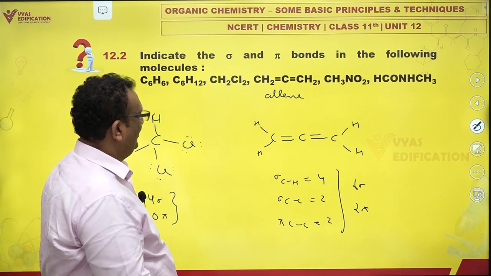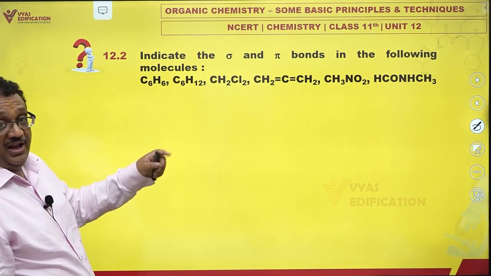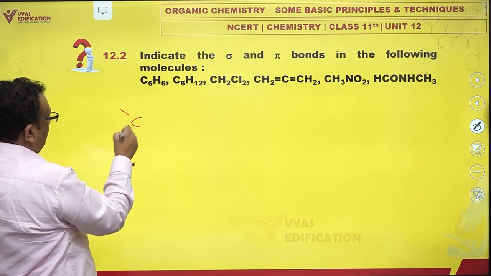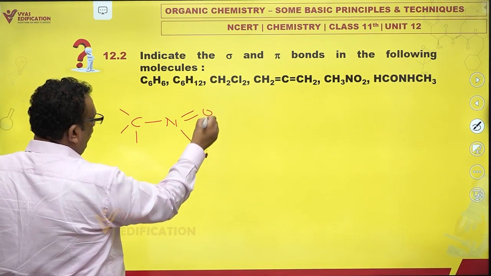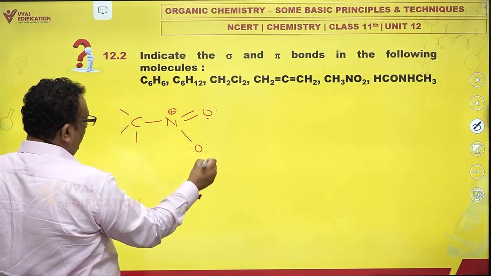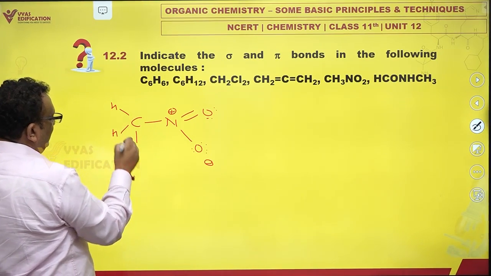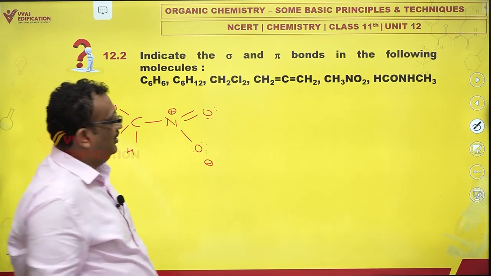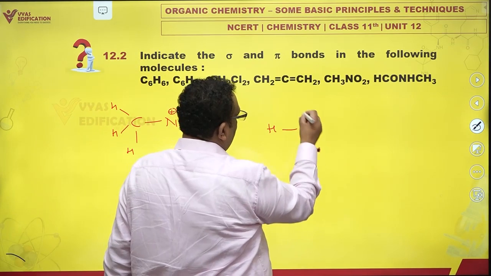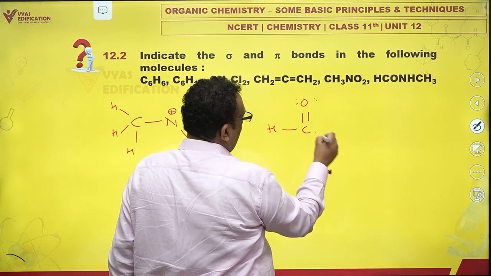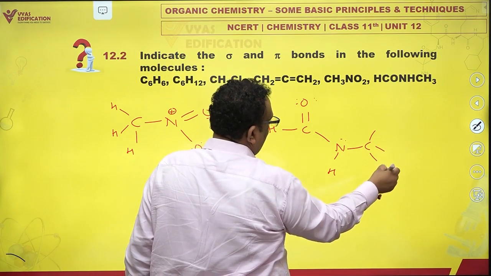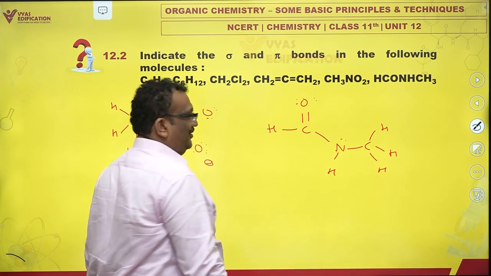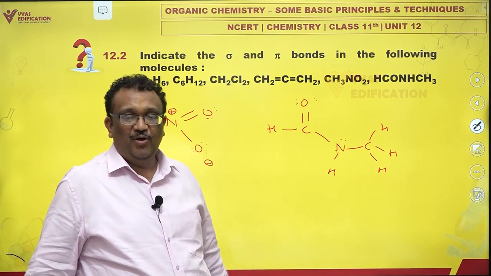So you have 6 sigma and 2 pi bonds. Good enough. Then we have nitromethane, CH3NO2. Now you must learn how to draw the NO2 group properly. Very important. This is the structure of nitromethane. And then you have HCONHCH3. Fanciful. N-methyl formamide.